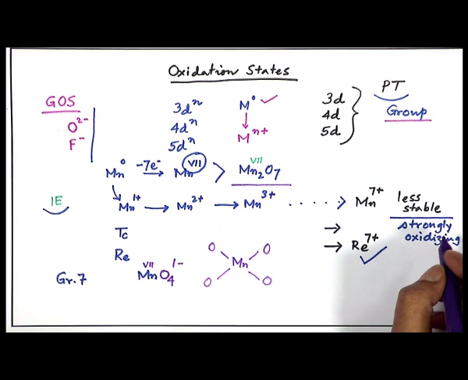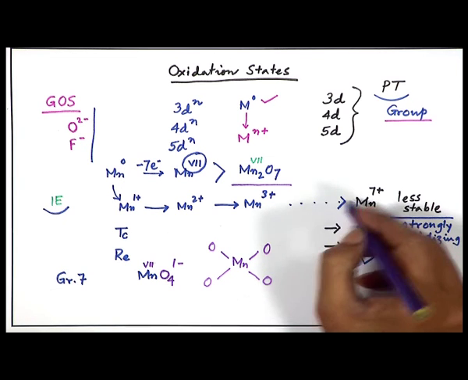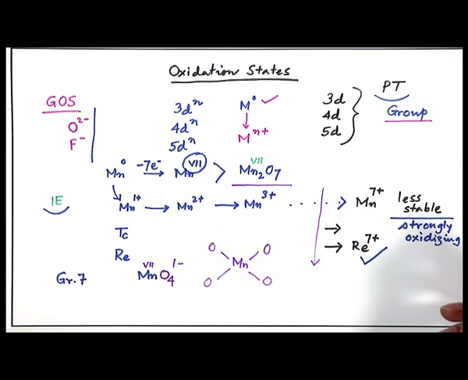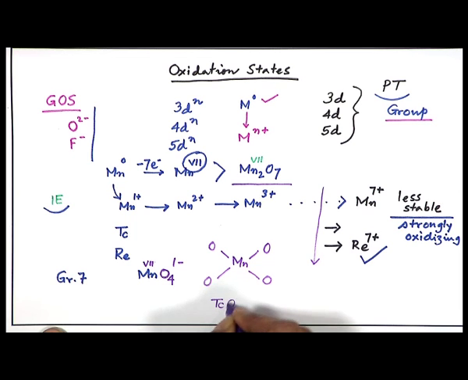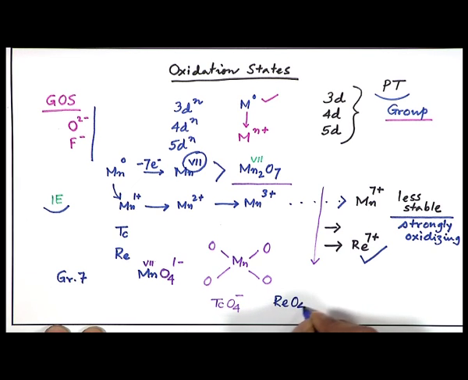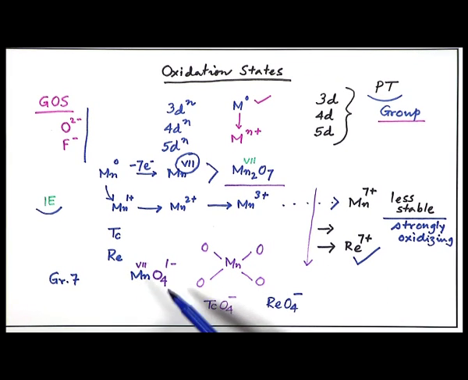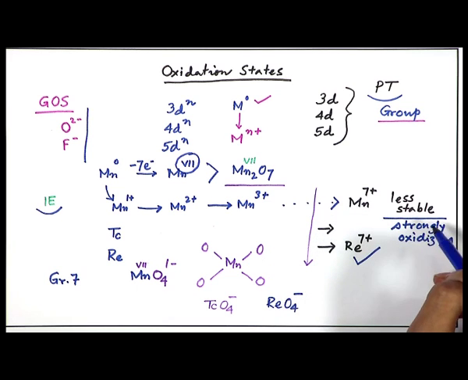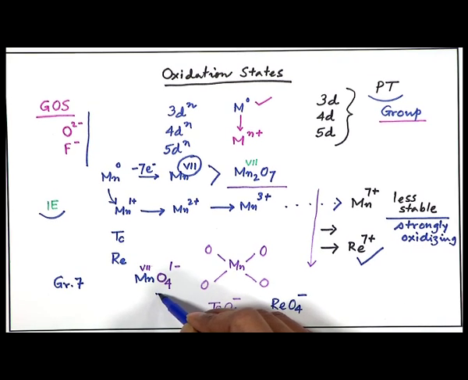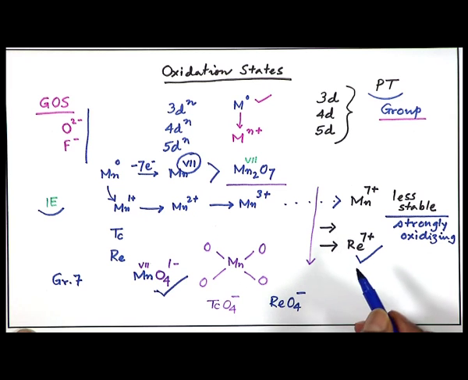So, if we try to compare this oxidizing power, as we go down from manganese to rhenium via technetium, we can have the analogous species. The analogous species will be the pertechnetate ion, TcO4 minus, and the perrhenate ion, ReO4 minus. If we now compare the oxidizing ability of MnO4 minus, TcO4 minus and ReO4 minus, as we know, from manganese to rhenium these are more and more stable, that means they are less oxidizing. So, only MnO4 minus, the permanganate anion, will be strongly oxidizing compared to TcO4 minus or ReO4 minus.